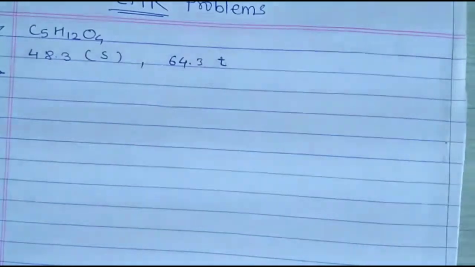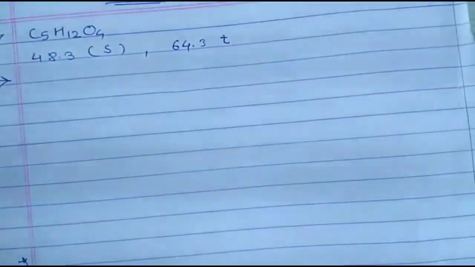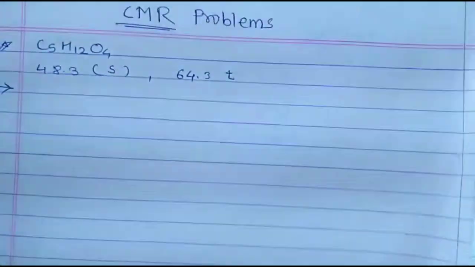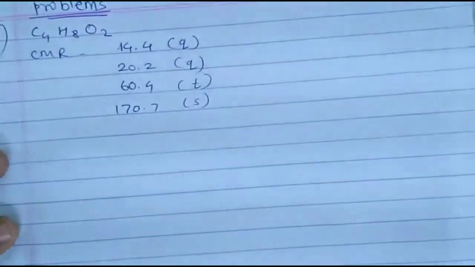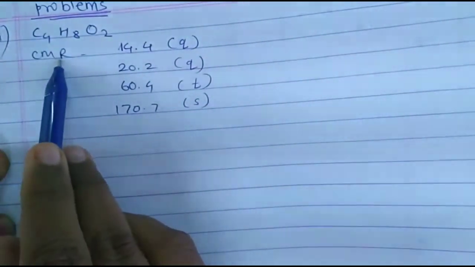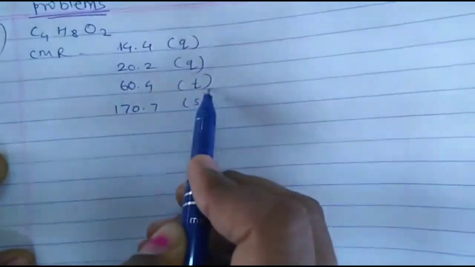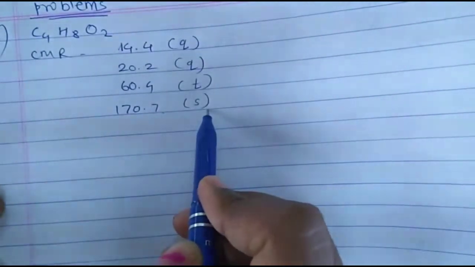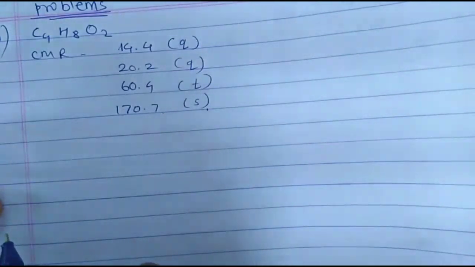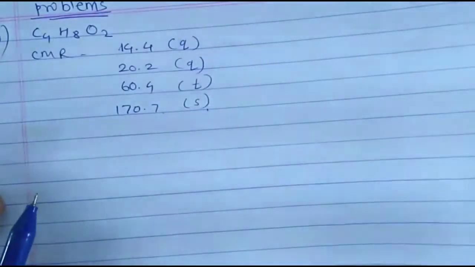Okay, first we take a simple problem, that is C4H8O2. This is a very simple problem. They give the CMR data like this: 14.4 quartet, 20.2 quartet, 60.4 triplet and 170.7 singlet. Remember that you must mug up the CMR values. Okay, then only you can find out the structure of any molecule.